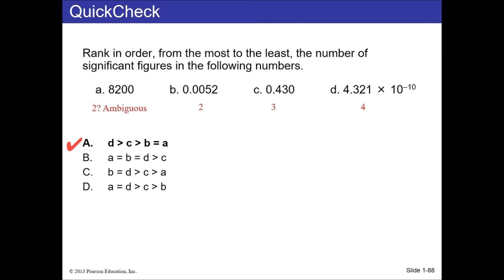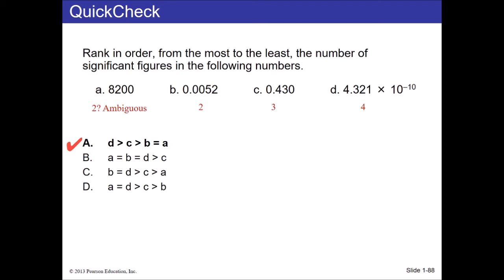8,200. This is an ambiguous number. It could have 4, could have 3, but to be on the safe side, we have to say 2. We need more information to really determine how many significant digits are here. But if we have no additional information, we err on the side of caution and we say 2. B clearly is 2, the 5 and the 2. The zeros in the front are not significant, therefore placeholders.